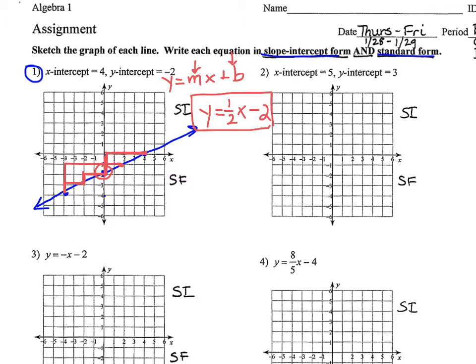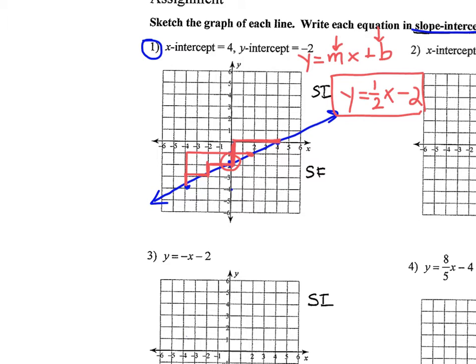So for the standard form, it is written like this: ax + by = c. So x and y on the same side of the equal sign, and the constant on the other. We shouldn't have any fractions or decimals in our standard form, and the coefficient of the x term should be positive. So I'm going to take that y = 1/2 x - 2 and turn it into this new form. And I'll do that over here in the margins.